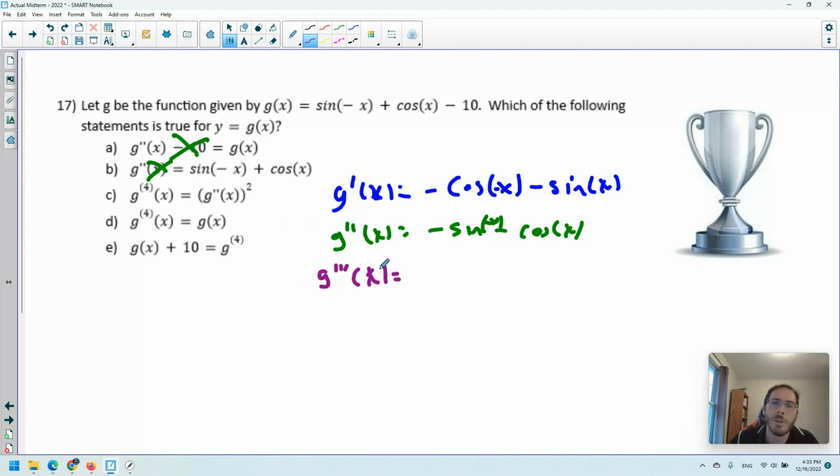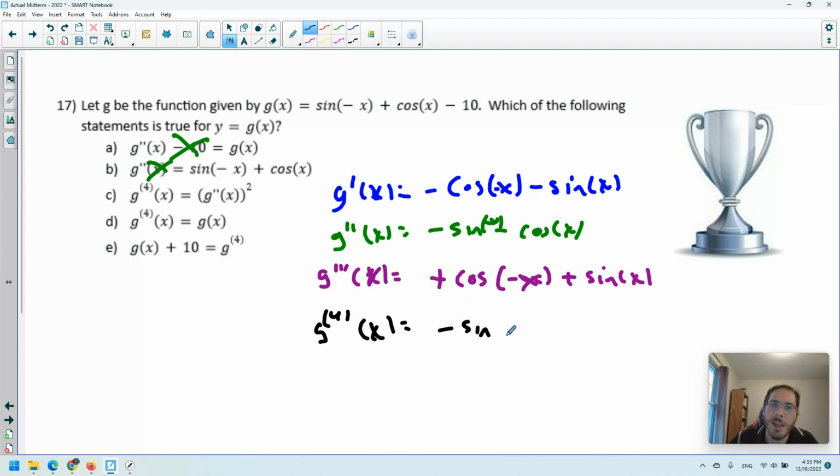All right, so derivative of negative sine is negative cosine. But since we have the chain rule, we have to turn our negative into a positive. Derivative of negative cosine is positive sine. All right, fourth derivative then. Derivative of cosine is negative sine, but the derivative of the negative x for the chain rule makes that positive. Derivative of sine is going to be cosine. So we got the fourth derivative.